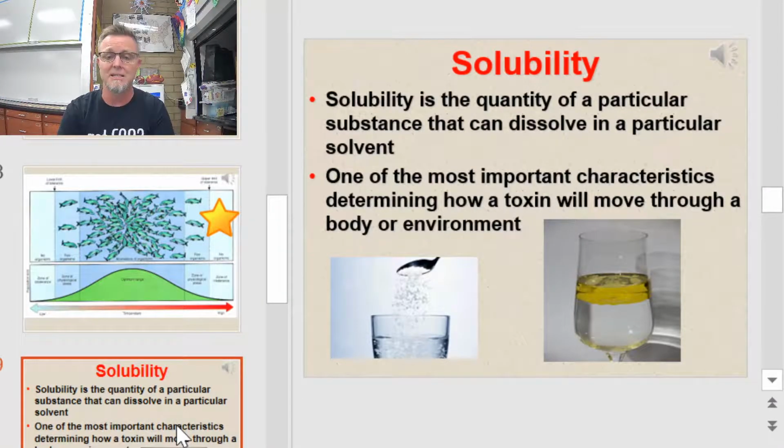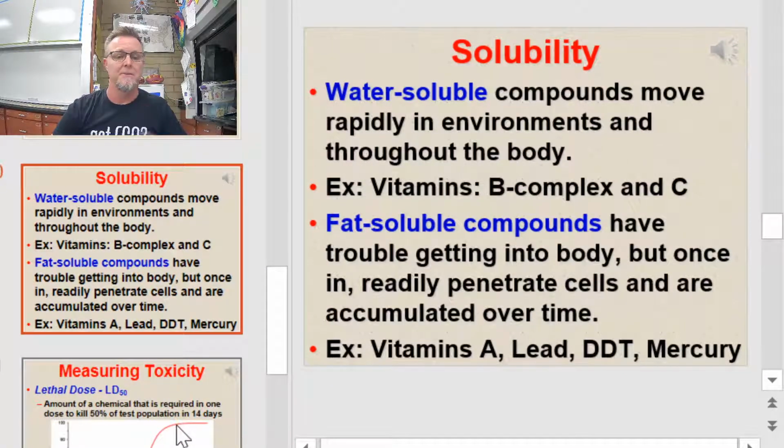So if something's highly soluble, a few drops can spread out rapidly, and their toxic effect can impact more and more people or individuals in the environment. One of the most important characteristics determining how a toxin will move through a body or the environment is solubility. Now, when you think solubility, again, air, water, okay? There's another one that I want to throw your way, and that is fats, oils. So water-soluble compounds obviously go through water. Air, those are gases. Fat-soluble compounds go through any kind of oil.